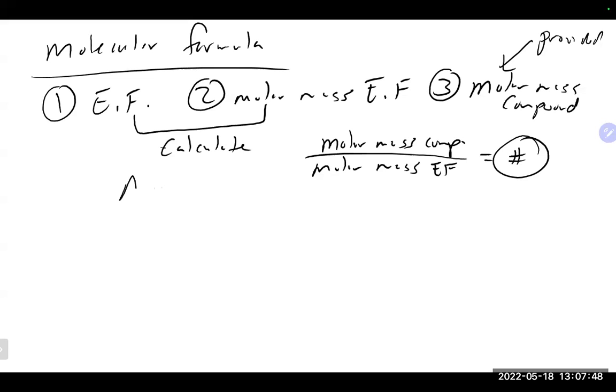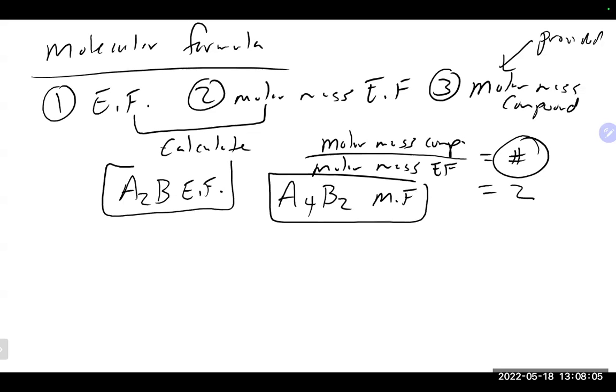So if we use the one from the previous slide, A2B as our empirical formula, and let's say we got a 2, we would multiply everybody by 2, and that would give us A4B2 as our molecular formula. So it will typically give you a factor to multiply the empirical formula by, and you then can figure out your molecular formula. The only place where you could really round, even if it's not super close, is in this step. Since there really should be a whole number factor, you can round to the nearest number.